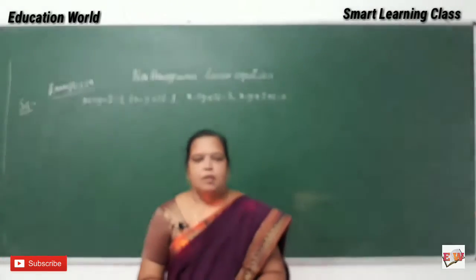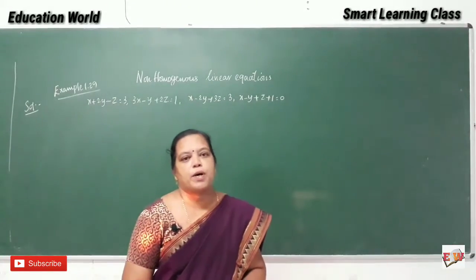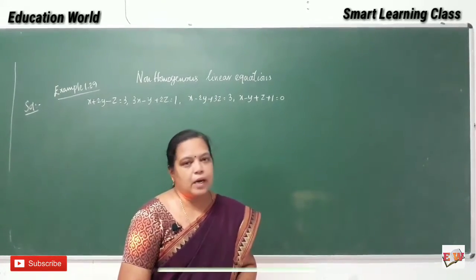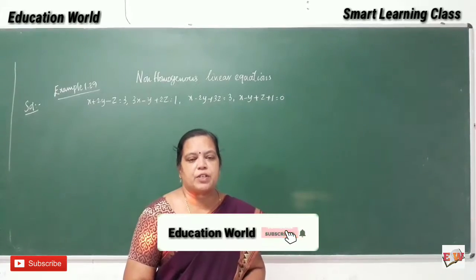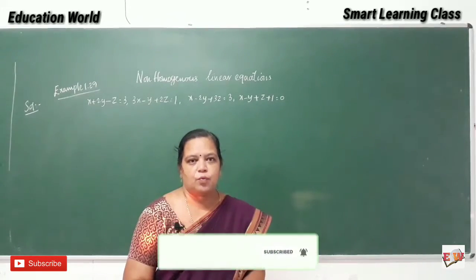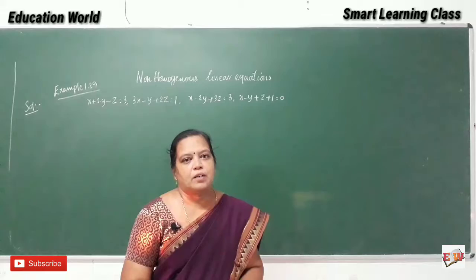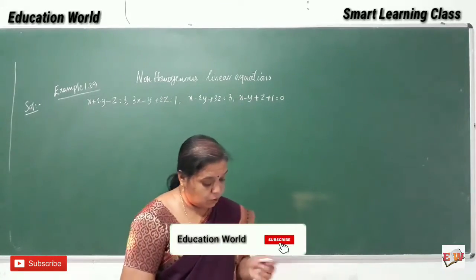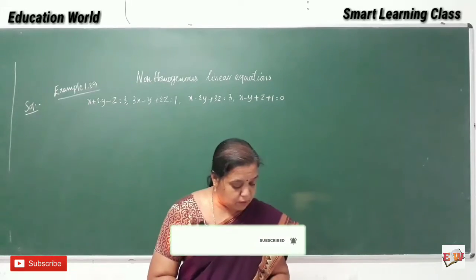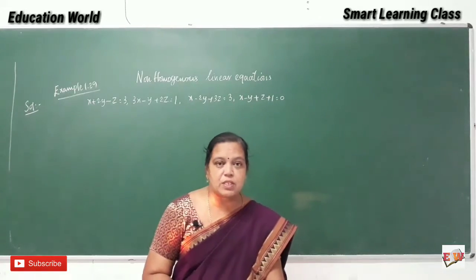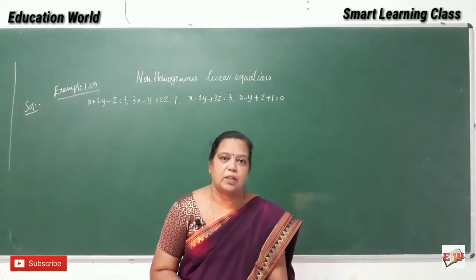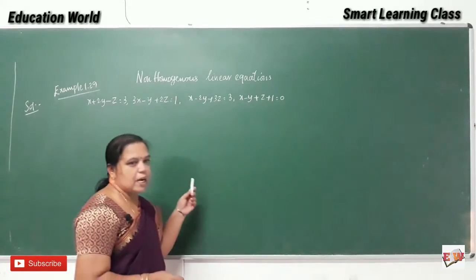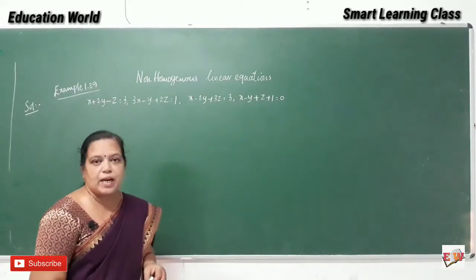Hi students, let us see example 1.29. They have given a system of linear equations and we have to test for consistency, and if possible, solve the system and find the values of the unknowns. Here they have given three unknowns: X, Y and Z.